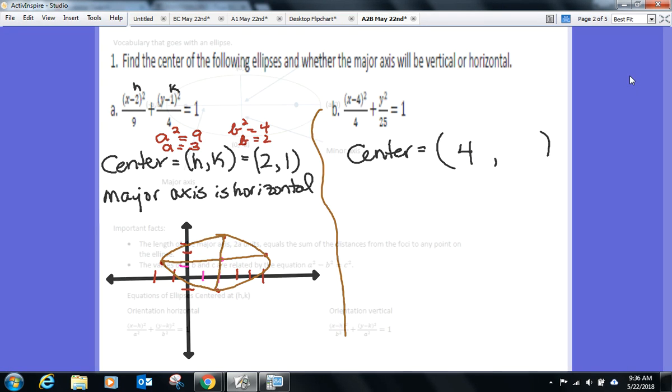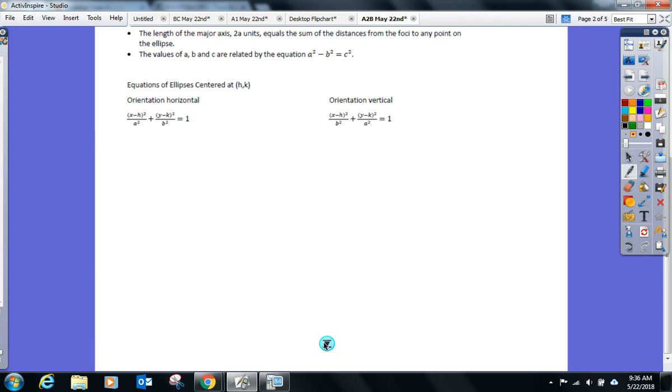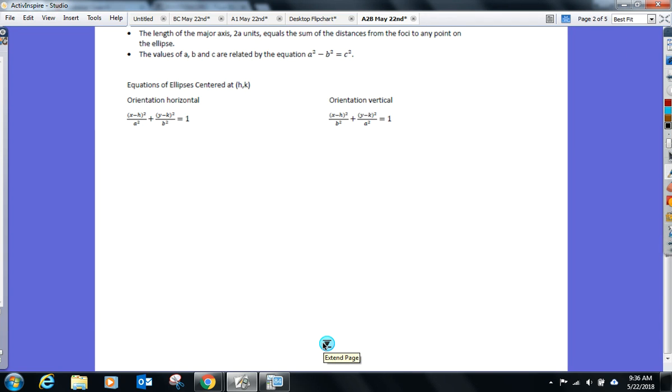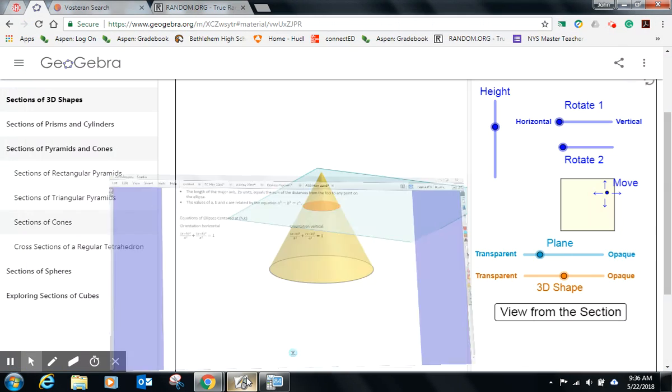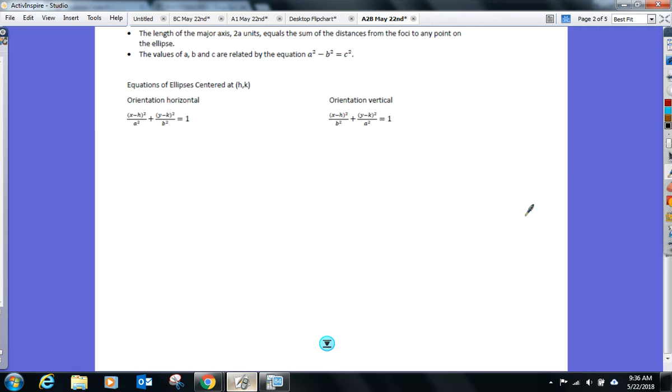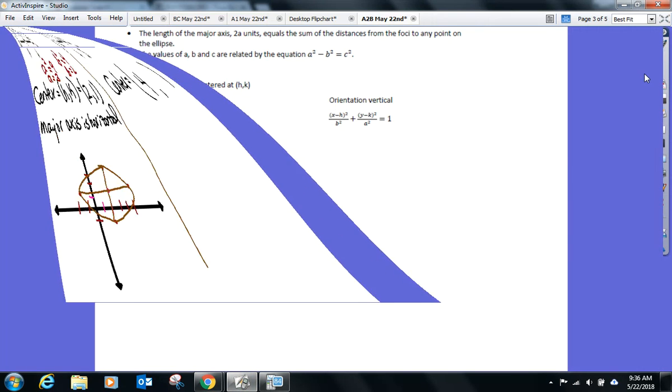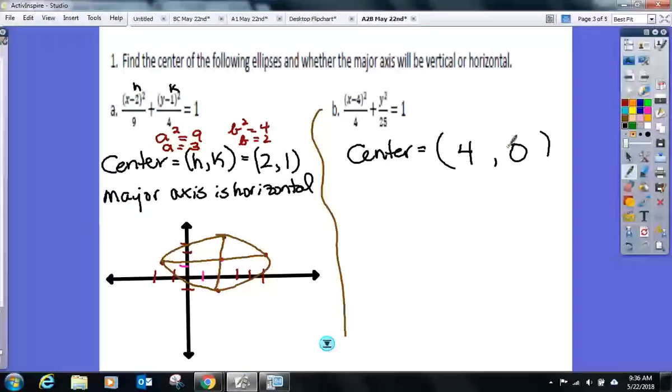Stop. Everyone just stop. Killing me. What must I have plugged in for k to get y squared? 0, right? What's y minus 0? Y minus 0, square it, you get y squared. So if you just see y squared or x squared by itself, that's telling you the coordinate must have been 0. So the center is 4, 0.